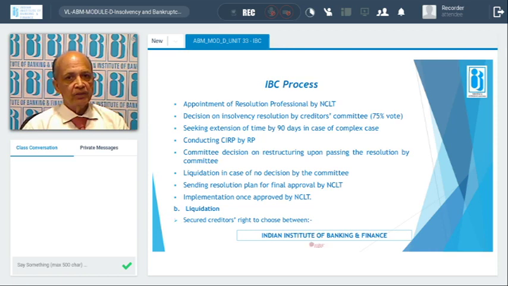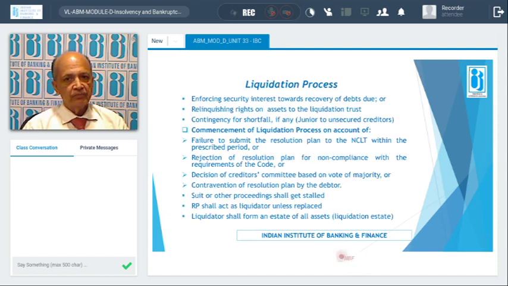Then liquidation. The secured creditor has a right either to dispose of the assets and get their share from the proceeds, or to enforce the security interest towards the recovery of the dues, or to relinquish their rights. The right can be relinquished in favor of the liquidation trust. One trust would be formed. They will take the entire assets, dispose of them, and the creditors will get their proportionate share. So they relinquish their right over the assets in favor of the liquidation trust, with a contingency for shortfall, if any.